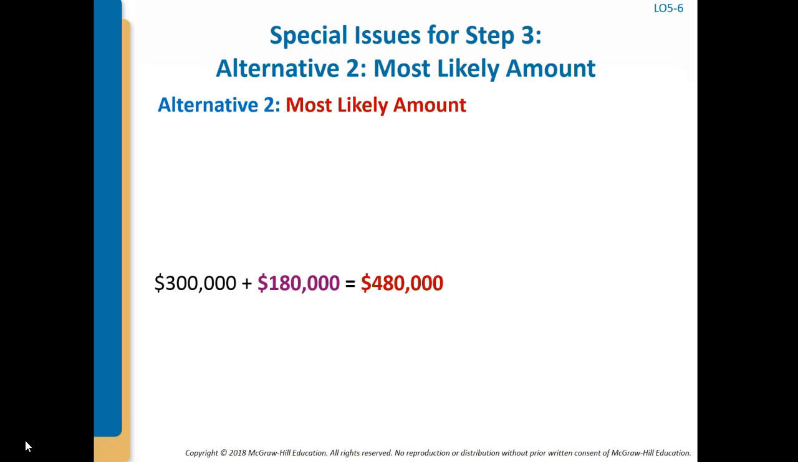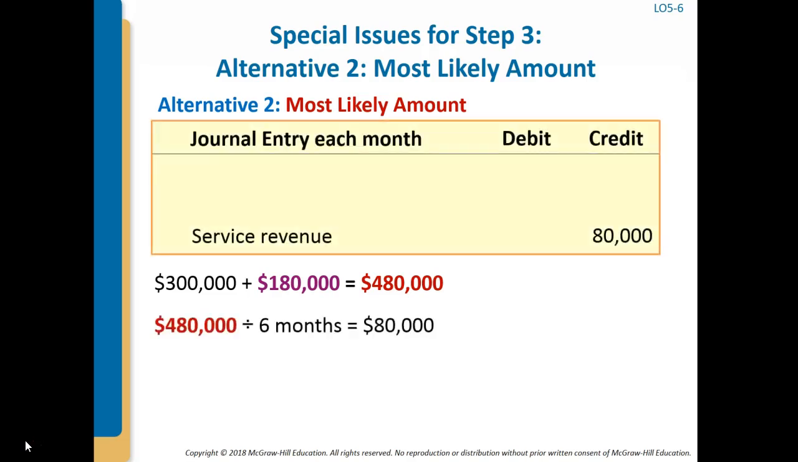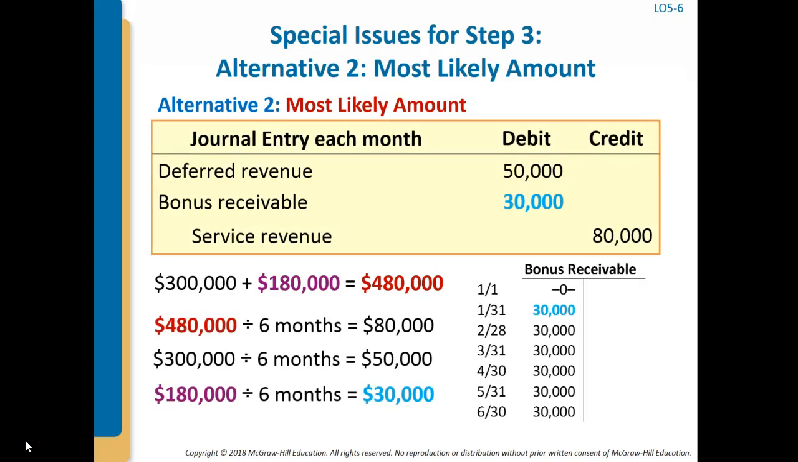Now let's estimate the contract price as the most likely amount. There is a greater chance of qualifying for the bonus than of not qualifying for the bonus. Therefore, the transaction price would be $300,000 plus $180,000 or $480,000. Continuing to estimate the transaction price as the most likely amount, let's see how TrueTech recognizes revenue. TrueTech would recognize 1/6 of the estimated revenue each month for the next 6 months totaling $480,000, which would be that divided by 6, or $80,000 per month.